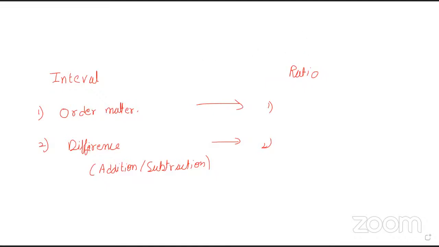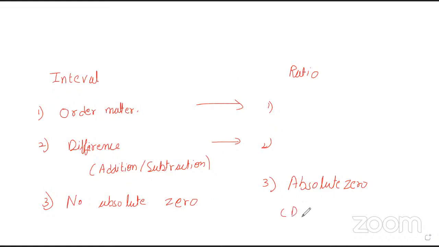Okay, so ratio scale also has these two properties. In addition, it has an absolute zero, which is missing in the interval scale. So what happens when there is an absolute zero is you can perform division and multiplication. Is it clear till this step?